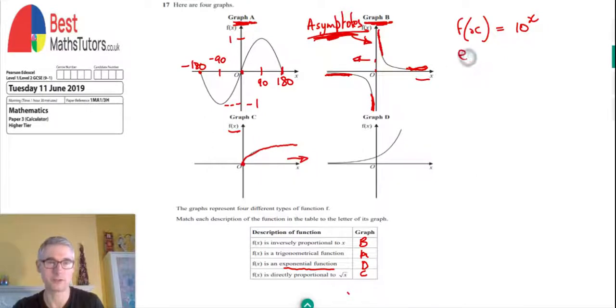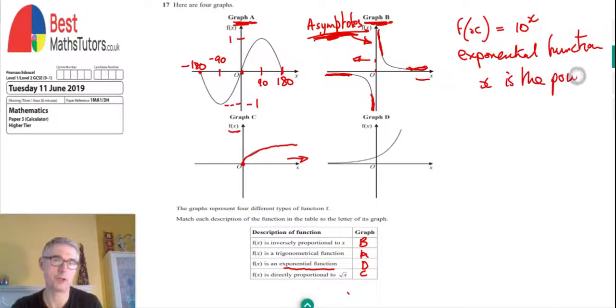So exponential function means that x is the power. So it's not x to a power, it's that x is the power. And let's have a look what happens.